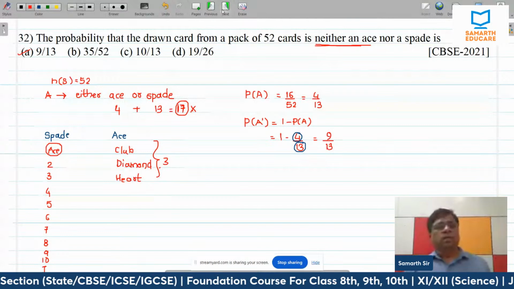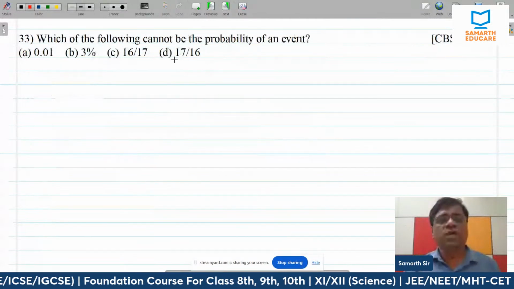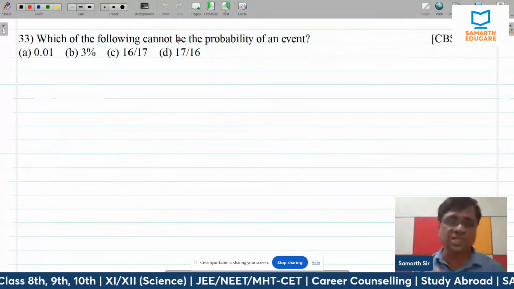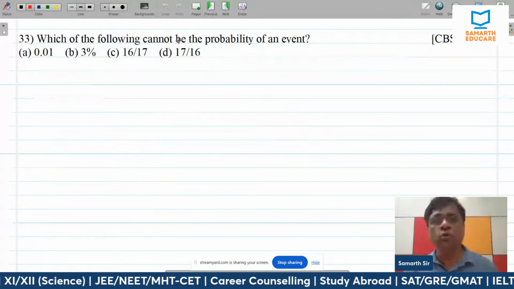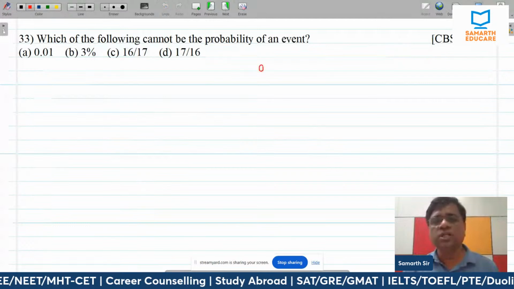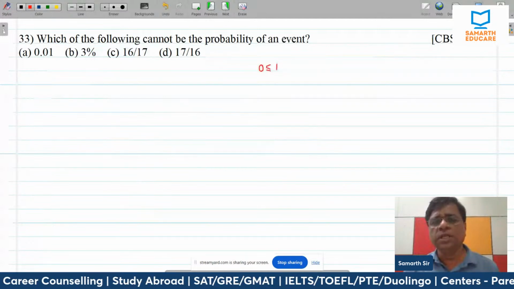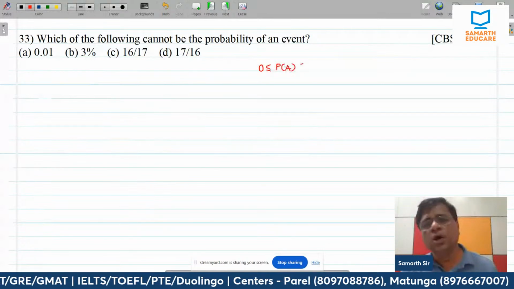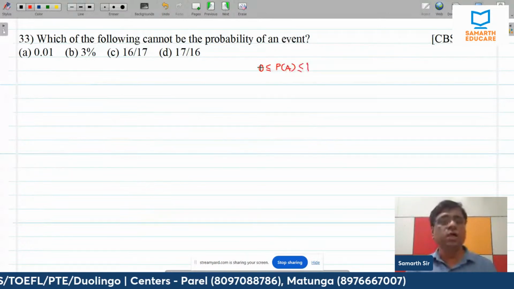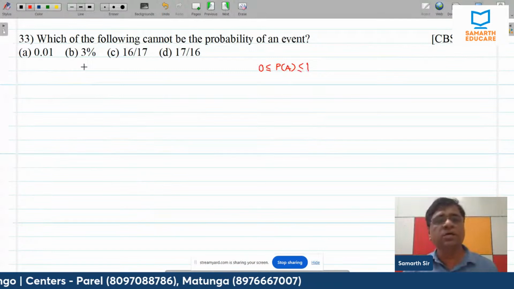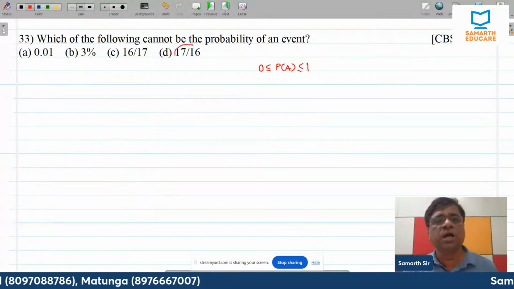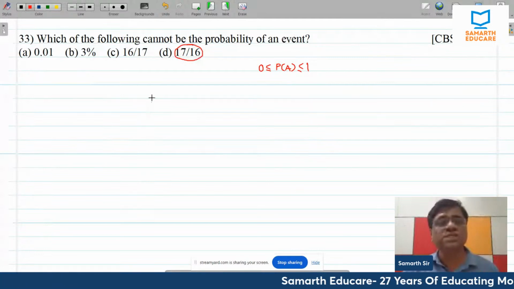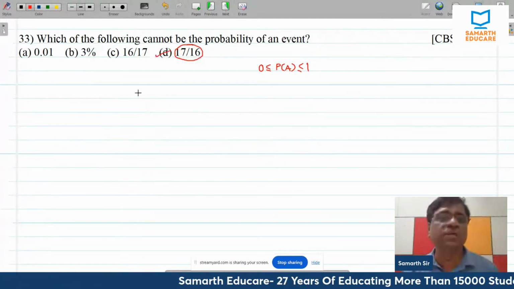Next question. Which of the following cannot be the probability of events? CBSE 2021. Remember, in the first class itself I told you probability always lies between 0 and 1. It will never be negative. We count chances, and there are never negative chances, and it is never above 1. So if you look at all the options, there is no problem anywhere except this part. 17 upon 16 will be 1 point something. So this cannot be the probability of any event.